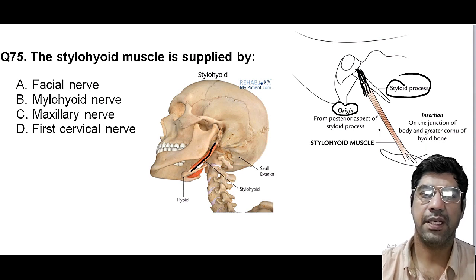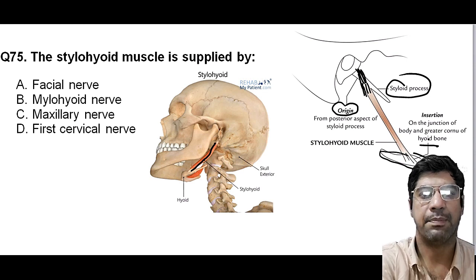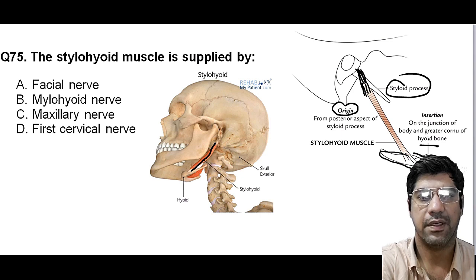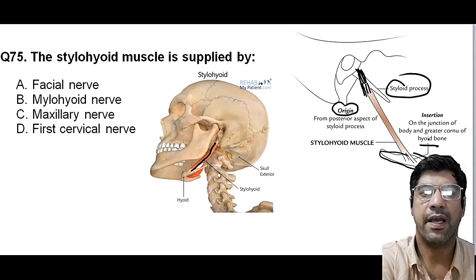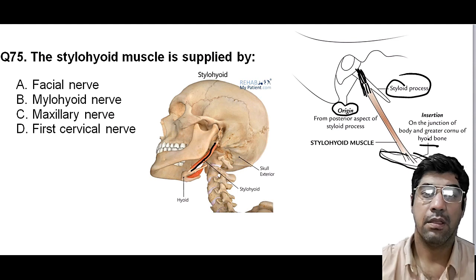Insertion: the muscle is inserted into the body of the hyoid bone. So this one is the hyoid bone. It is inserted on the junction of the body and greater cornu of the hyoid bone. The stylohyoid muscle is supplied by a branch of the facial nerve. The nerve is just like an electric wire that sends the signal from your brain to the muscle, telling it when to contract and when to relax.